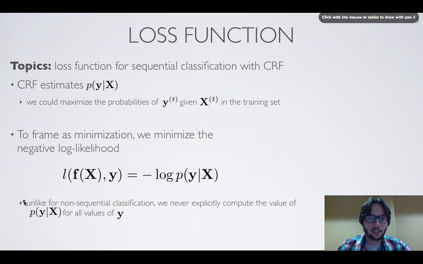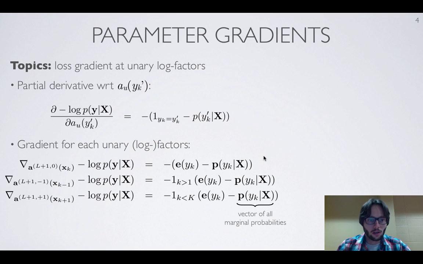So before, we've defined the loss as the negative log of the probability of the true label sequence given the input sequence. So now let's look at the gradient. All right, so we'll focus now on the gradient with respect to the unary log factors, that is A_U of y'_k, where y'_k can be any class label. So it's not necessarily the observed class label, it's for any class label.